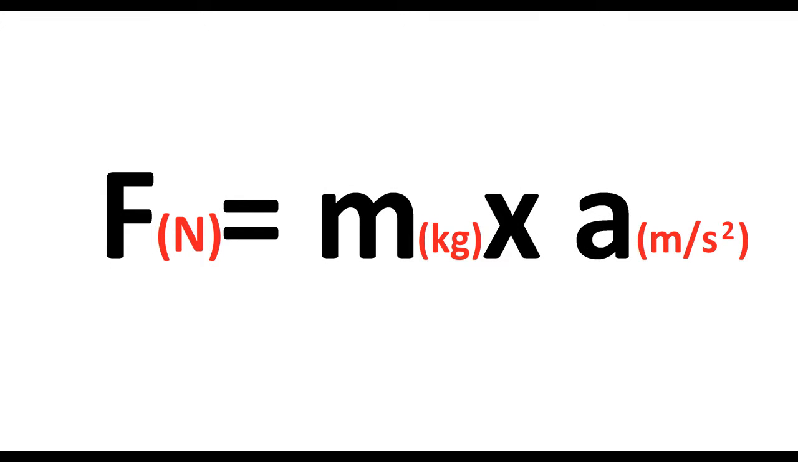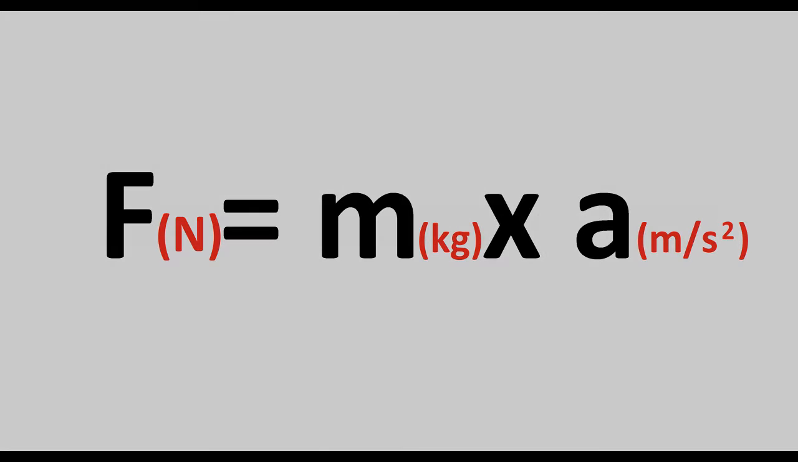Step 2. Convert figures to their SI values. The International System of Units, SI, unit of mass is the kilogram, and the SI unit of acceleration is m per s squared, or meters per second squared. So when mass and acceleration are expressed in their SI units, we get the force in its SI units, which is N, or newtons.